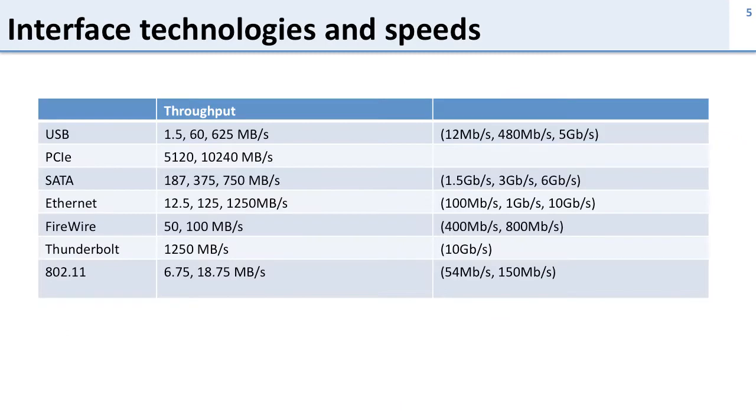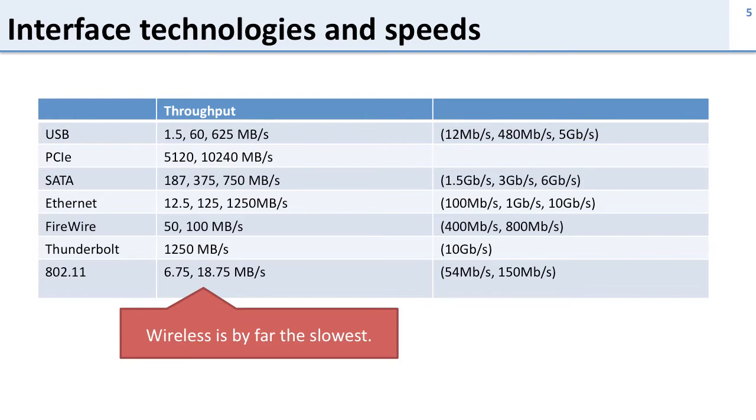Let's take a look at some of the speeds that these technologies provide. So here we can see across those different technologies the sort of data transfer speeds that they provide. And there's some interesting things to note here. We'll see, first of all, that wireless is by far the slowest of all of these. And the reason it's so slow is that it's just much harder to send data over a radio than it is to send it over a wire.